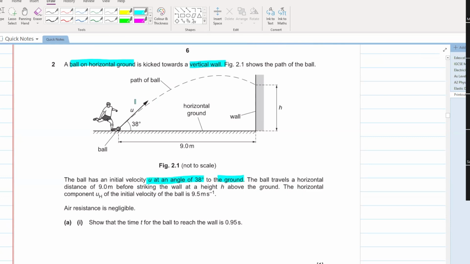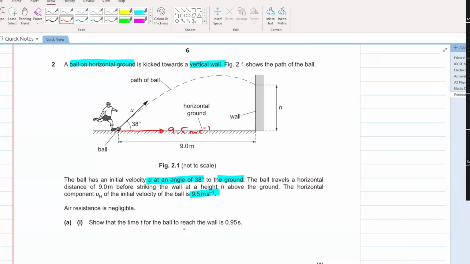The ball has an initial velocity of u at an angle of 38 degrees to the ground. The ball travels a horizontal distance of 9 meters before striking the wall at height h above the ground. The horizontal component uH of the initial velocity of the ball is 9.5 m s^-1. Show that the time taken for the ball to reach the wall is 0.95 seconds.